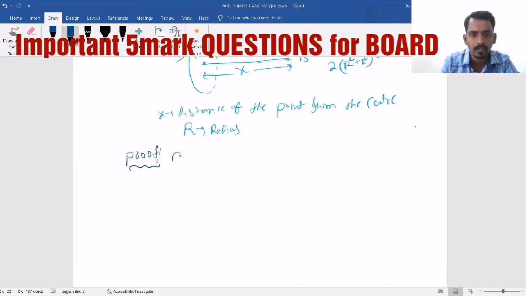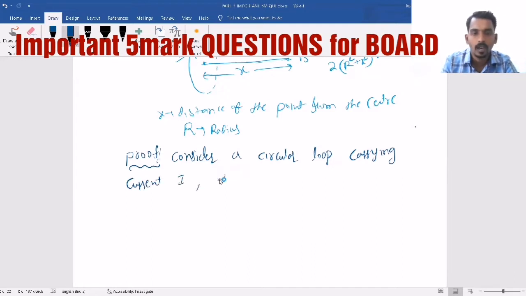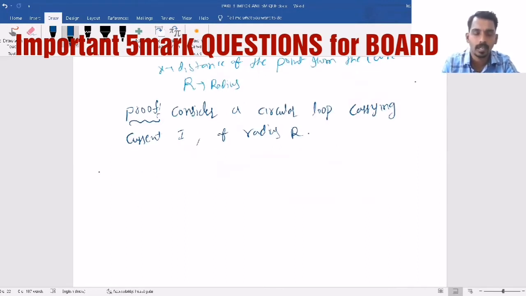Now for this, first consider a circular loop carrying current I of radius capital R. Now to derive this, we need to know what is Biot-Savart law.